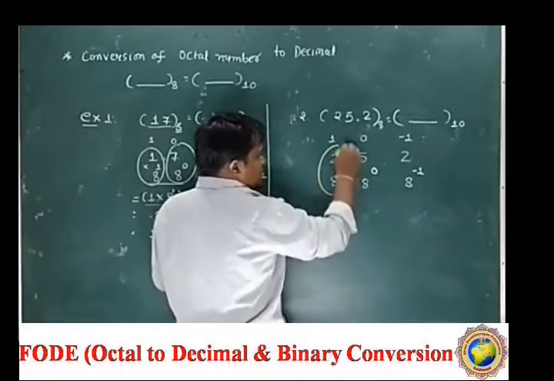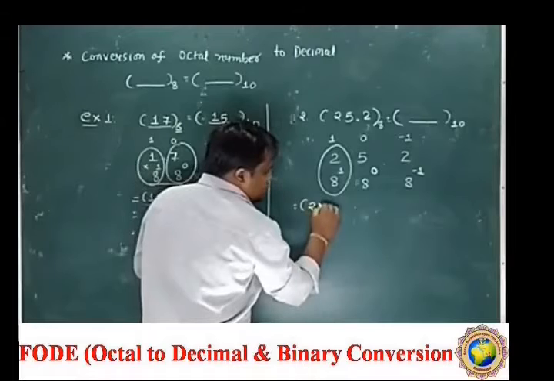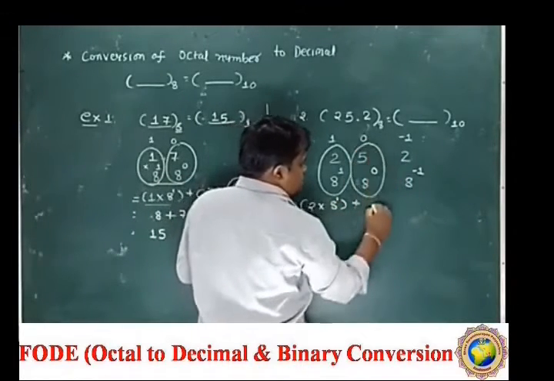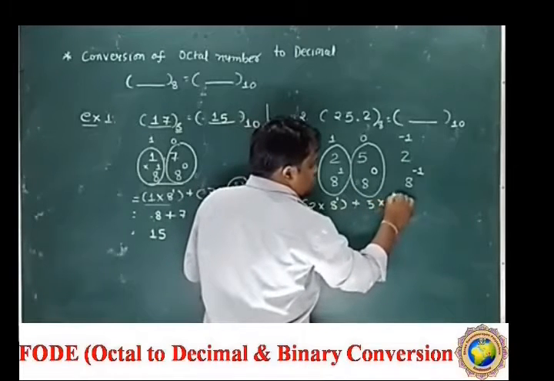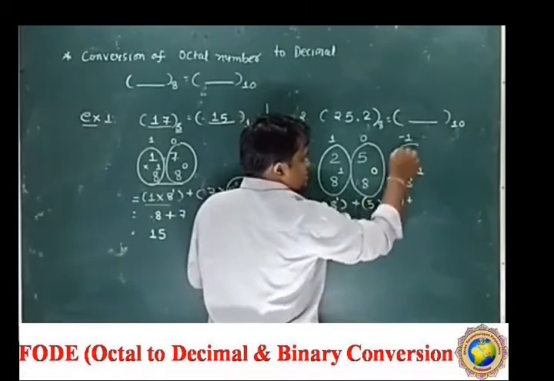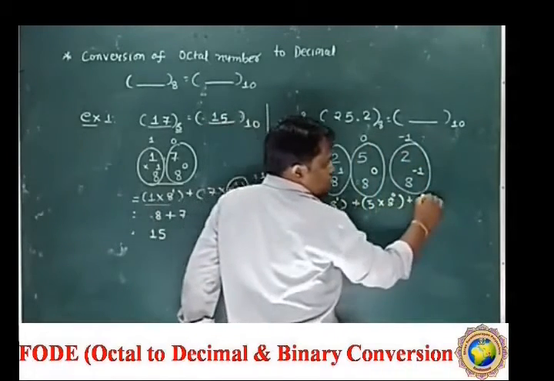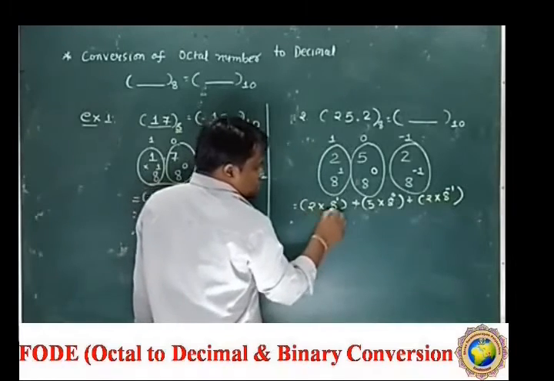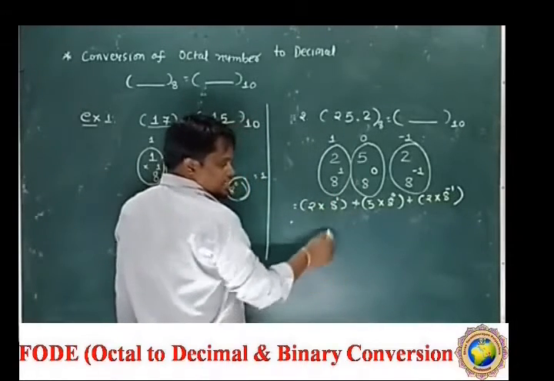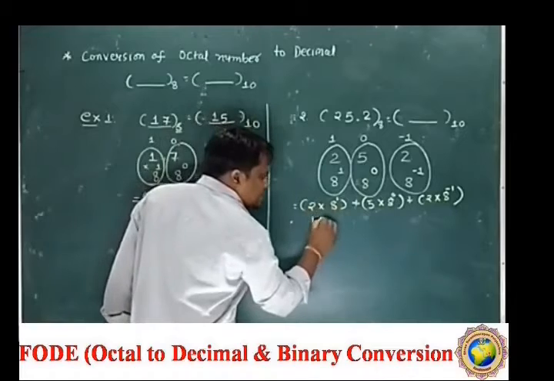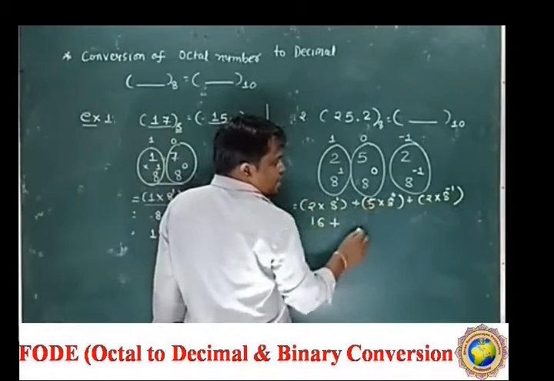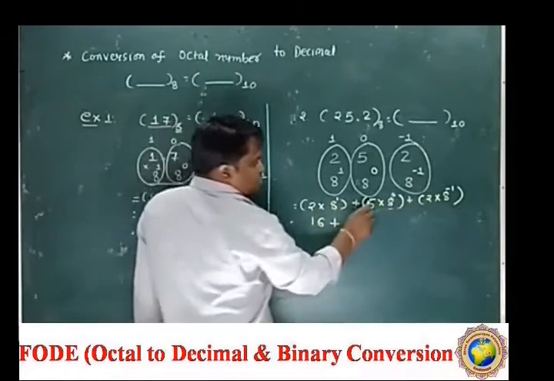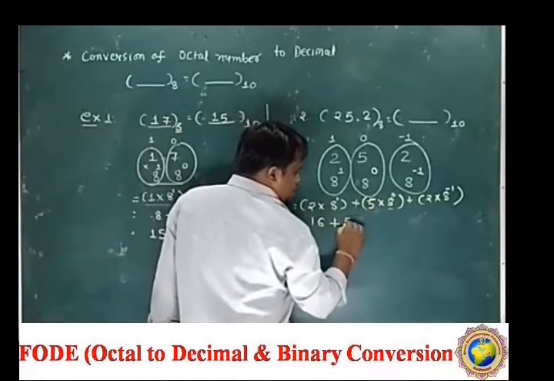Now multiply these: 2 into 8 raised to 1, then plus 5 into 8 raised to 0, then plus 2 into 8 raised to minus 1. 8 raised to 1 is 8, so 2 eights are 16. Then 5 is multiplied by 8 raised to 0, which is 1, so 5 into 1 is 5.